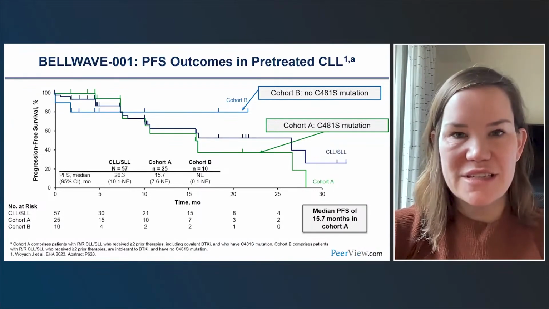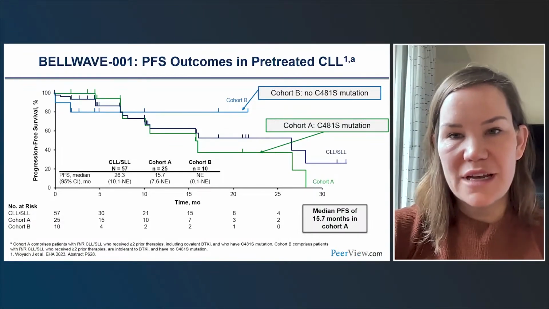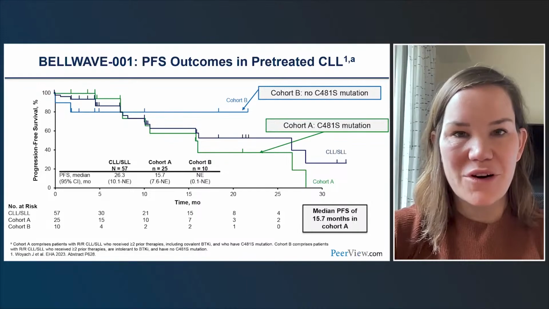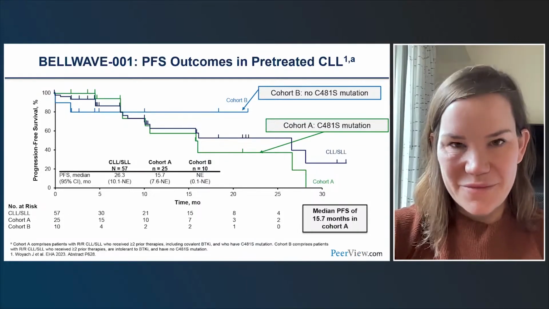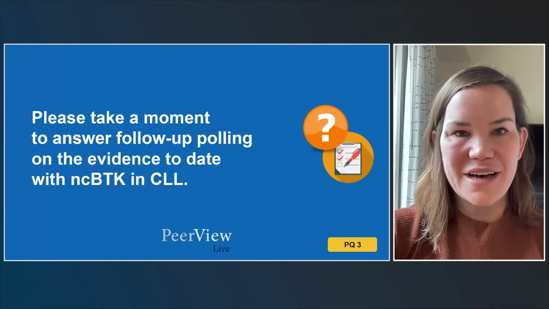It's only 10 patients, but they seem to be doing quite well. And among the patients who do have the C481S mutation, their median PFS is 15.7 months. So still a very good degree of activity, but I'll be looking for larger numbers of patients to draw firm conclusions on the activity of this drug.